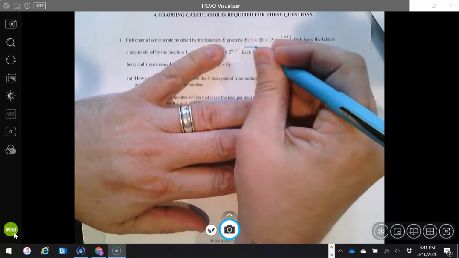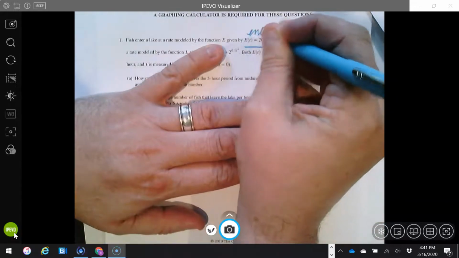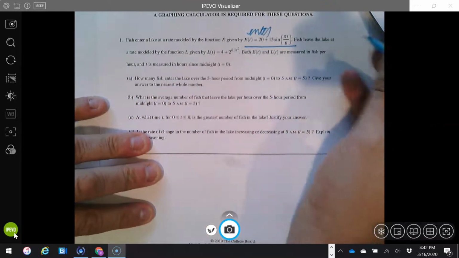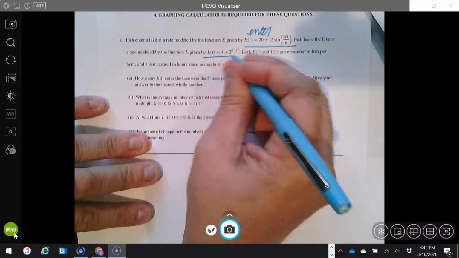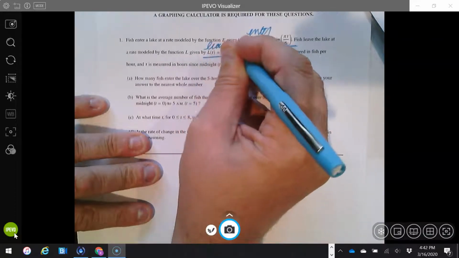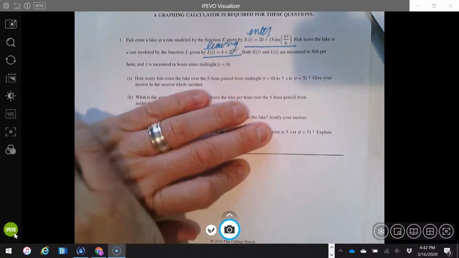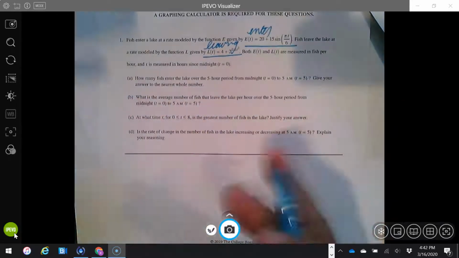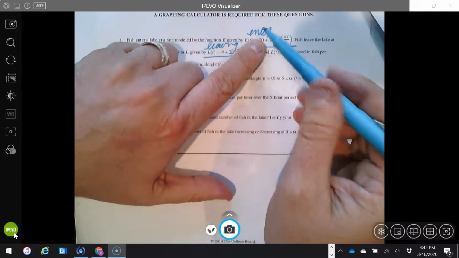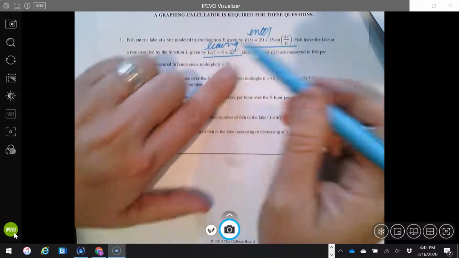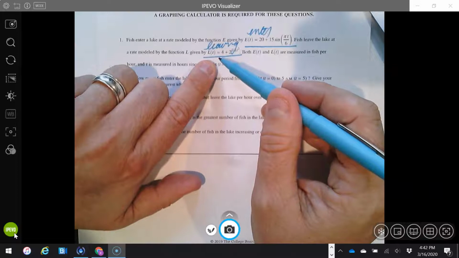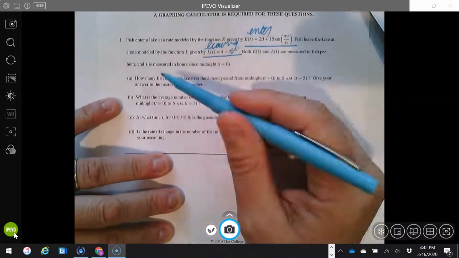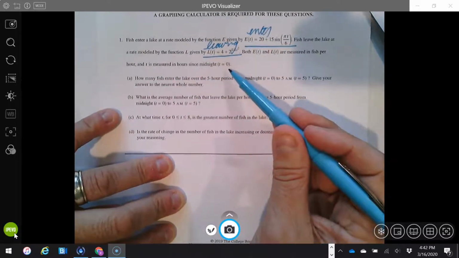E of t is the rate that fish enter. So, okay, we've got that. Fish are leaving the lake by L of t, so this is my leaving. Think about the swimming pool problems that we've talked about. We talk about those as like the in and out problems. So the E of t is the rate that fish are coming in. The L of t is the rate that fish are leaving or getting out. And t is hours measured since midnight.